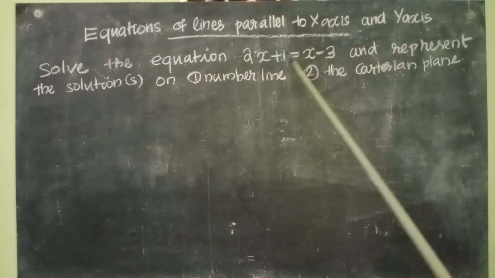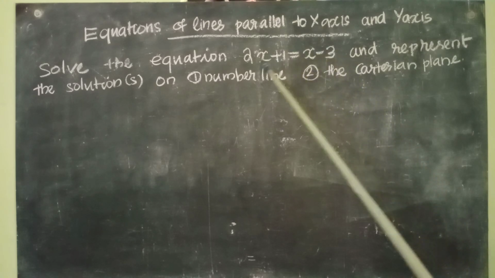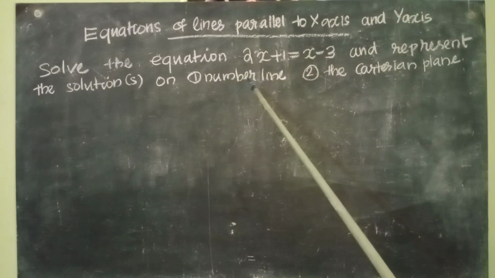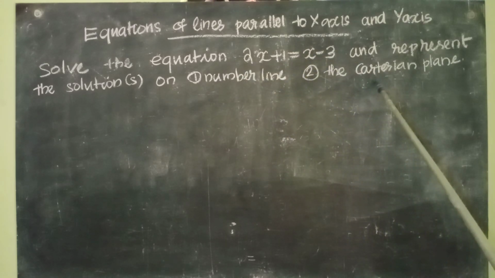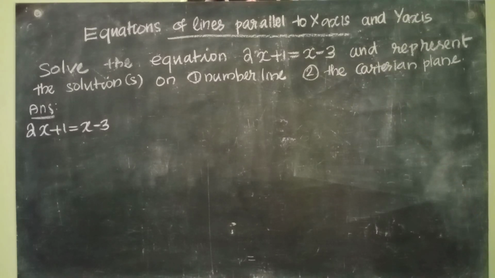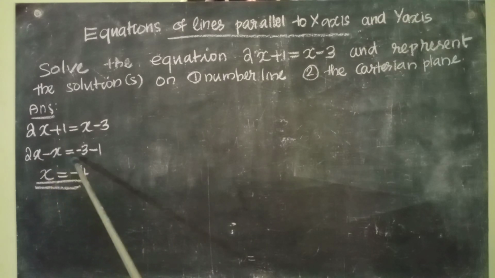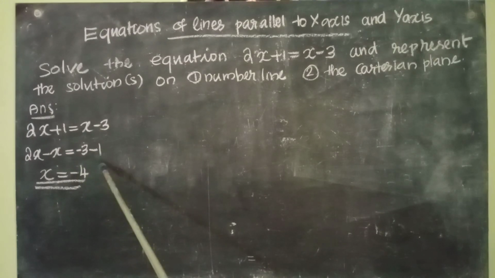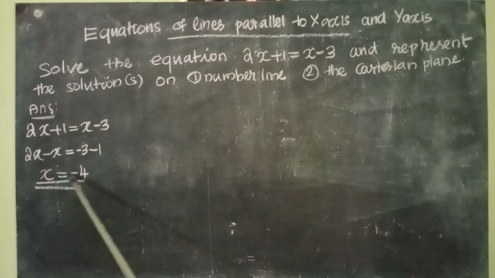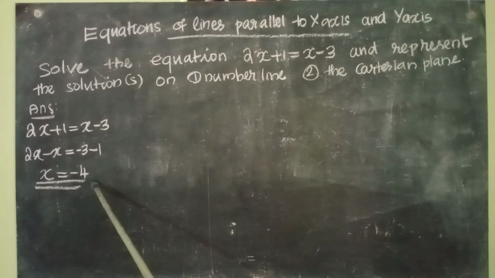So we need to solve this equation, draw the number line of it, and represent it on the Cartesian plane. The equation is 2x + 1 = x - 3. We can take this x to the left side and this +1 to the right side. So we get 2x - x = -3 - 1. So we get x = -4.